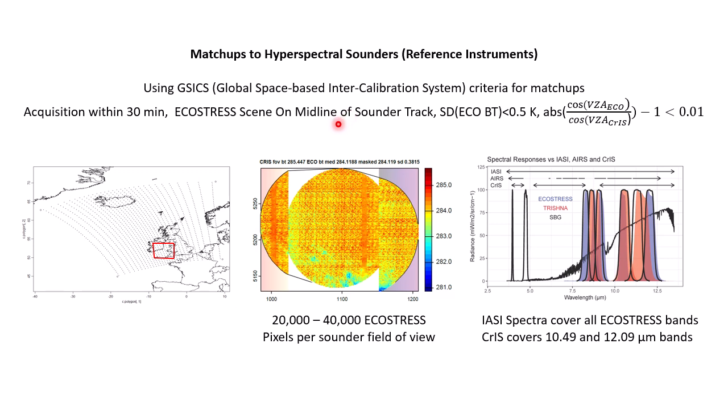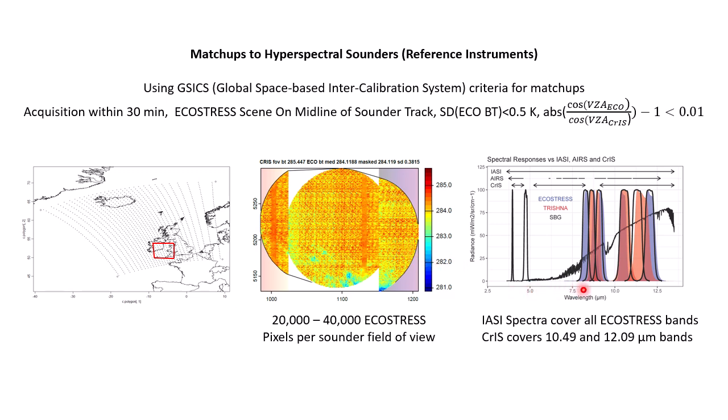We've used GSICS intercalibration system criteria, including acquisition within 30 minutes. The scenes need to be in similar orientation. The standard deviation of the ECOSTRESS brightness temperatures within each footprint of the sounder has to be less than 0.05 K. An example of a sounder footprint holds somewhere between 20,000 and 40,000 ECOSTRESS pixels.